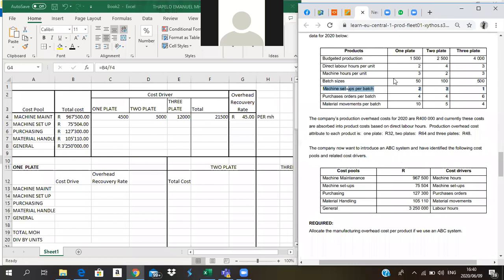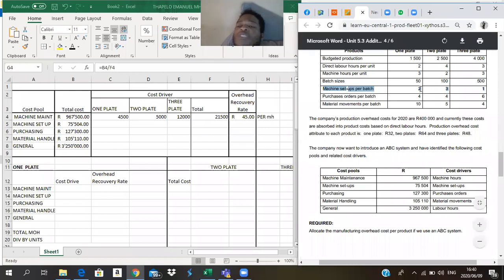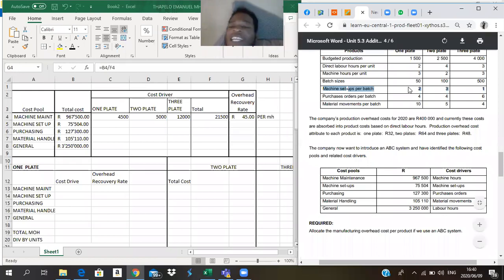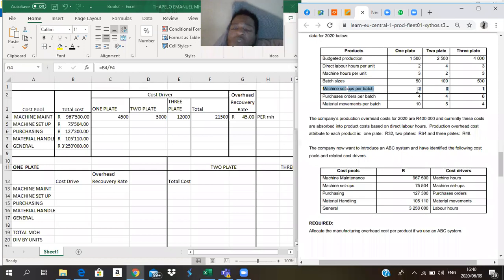Guys, for one plate, I need to make two setups for each and every batch. So to get my total setups for one plate, I need to take these two and multiply by the number of batches. Do you understand, guys?